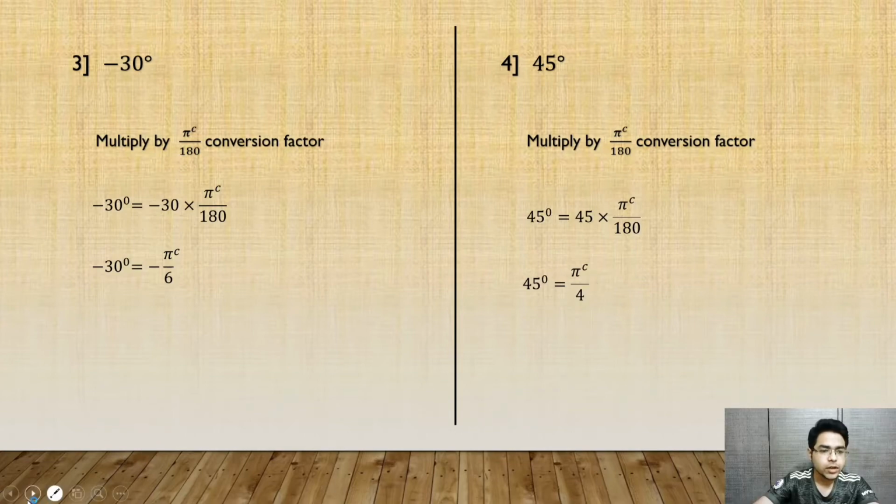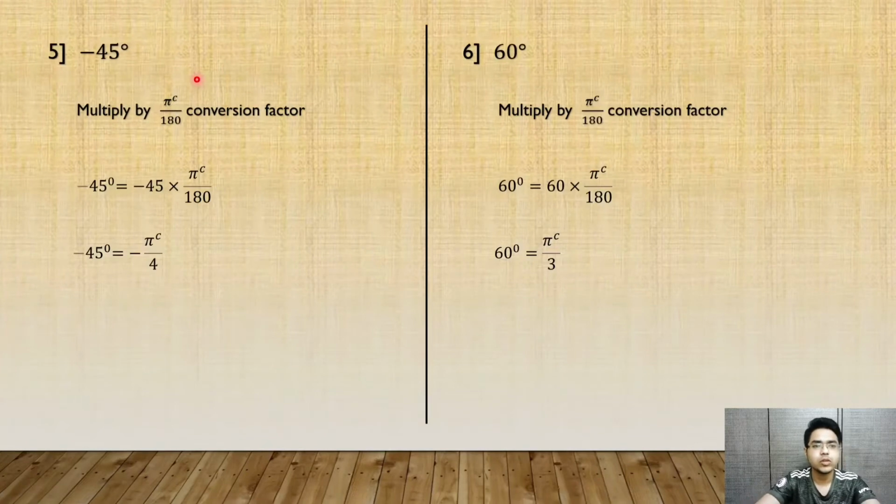Now turning to the next slide, we'll solve some more problems. Our fifth problem will be minus 45 degree. For minus 45 degree, we'll again multiply it by pi by 180, that is the converting factor. And then we'll get minus 45 degree is equal to minus pi by 4 radian. For 60 degree, again 60 degree will be equal to 60 into pi by 180, and 60 degrees will be equal to pi by 3 radian.